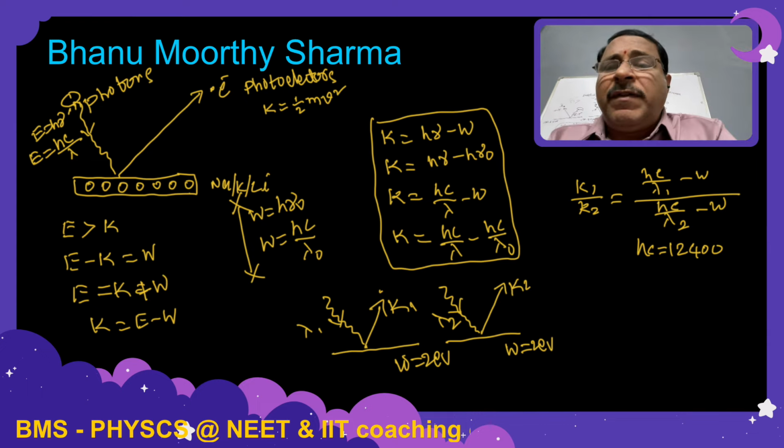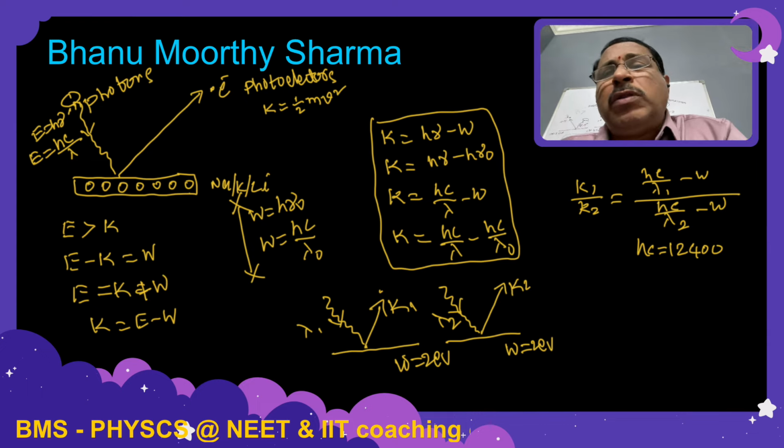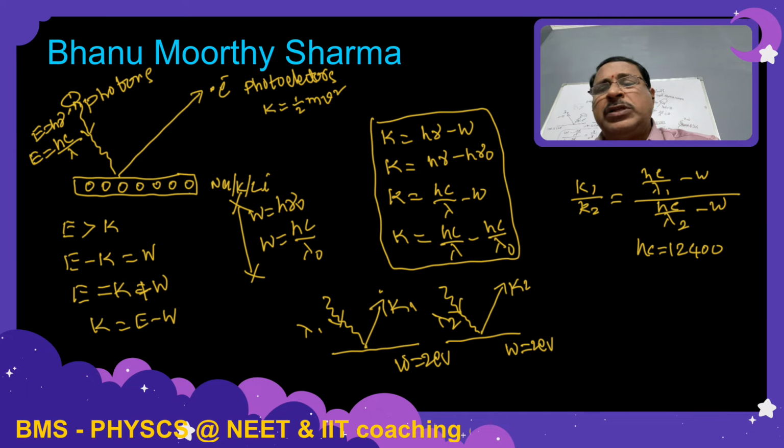Okay, so W is given there as 2 electron volts, and hc value is 12,400. Lambda 1 and lambda 2 values they will mention in the examination. In the first case, lambda 1, say for example, 6,000 angstrom. In the second case, wavelength is 5,000 angstrom. Like that, wavelengths will be mentioned there. You can substitute. Finally, you will get the ratio of kinetic energies.